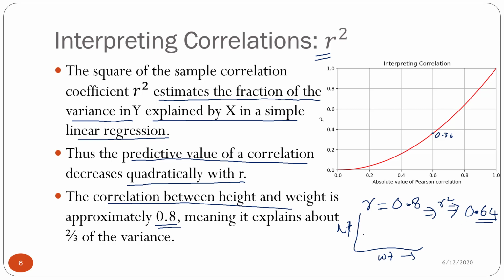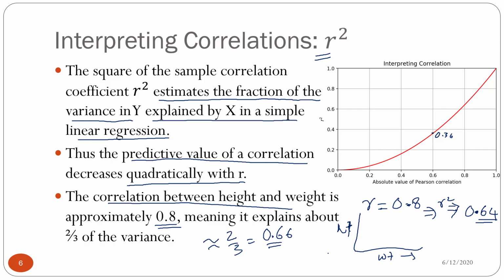Okay, so that means if you look at 0.64, it can be approximated, it is very close to 2 by 3, which is I believe 0.66, right? So that means if you have a correlation coefficient of 0.8, it can explain about 2/3 of the variance in height, okay, or similarly for weight. So that's a very interesting interpretation of R square.